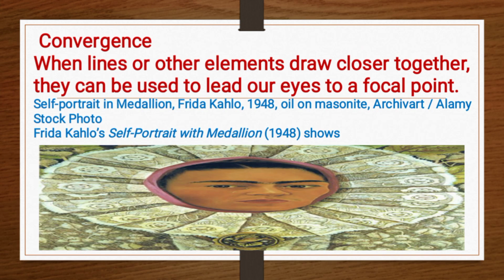Now we have right here convergence, when things come together at a particular point. I said when lines or other elements draw closer together, they can be used to lead our eyes to a focal point. Let me take it again. When lines or other elements draw closer together, they can be used to lead our eyes to a focal point.